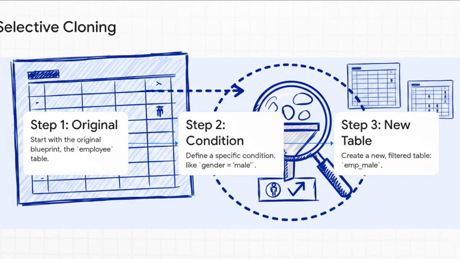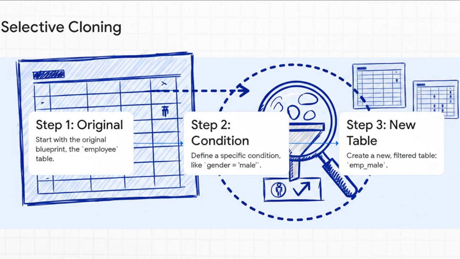But hey, you don't always need to copy the whole thing. What if you only want to work with a specific slice of the data? Well, you can be selective. Here, for example, we're creating a new table called emp male that only contains the rows where the gender is male. It's still a clone, but it's a clone with a very specific purpose in mind.